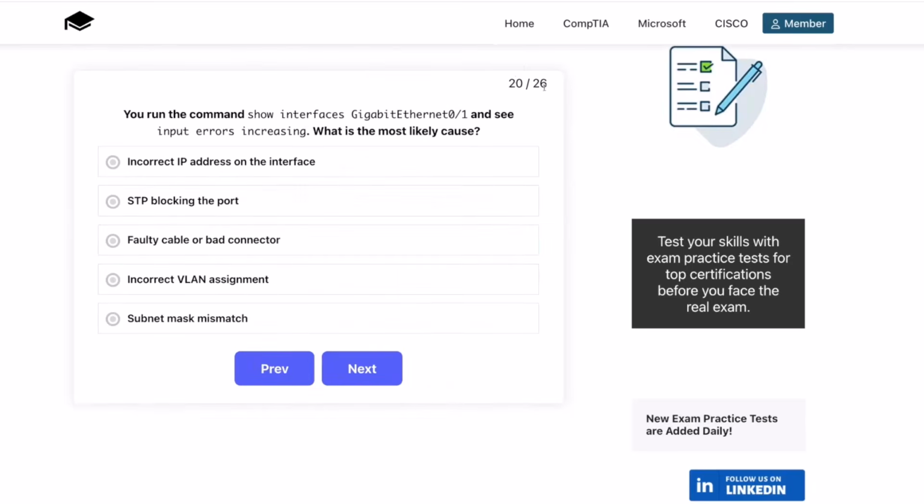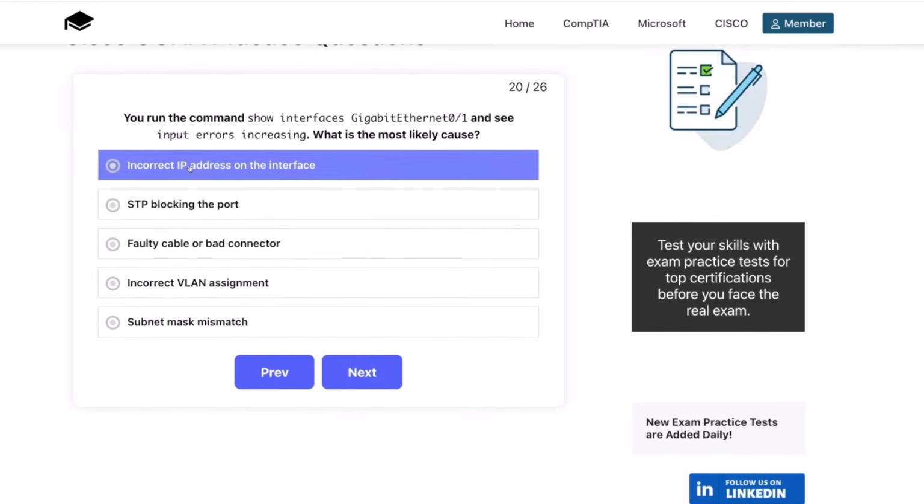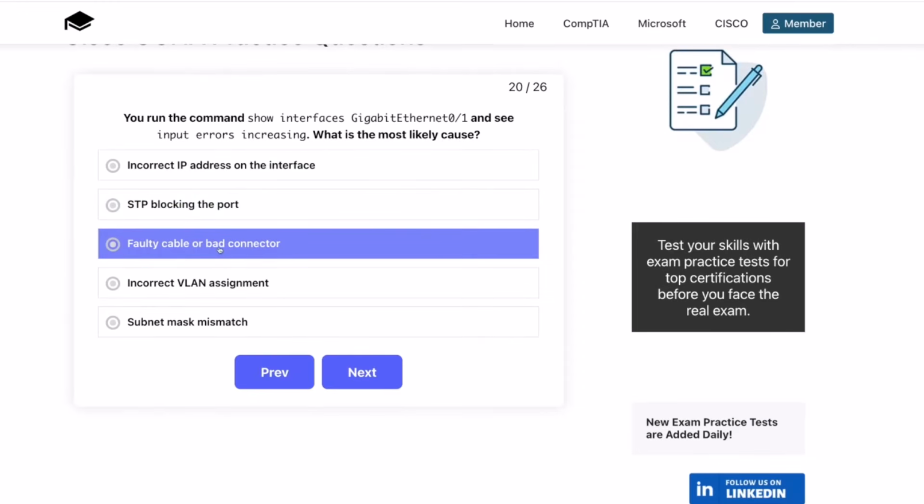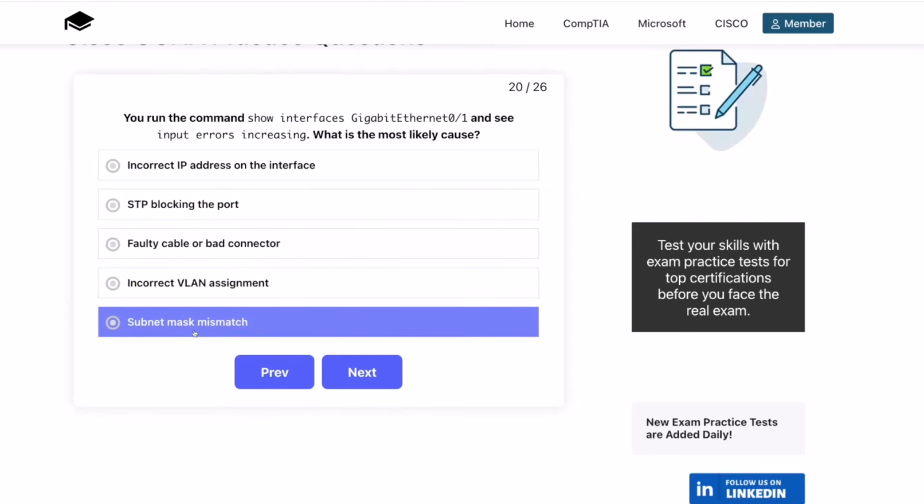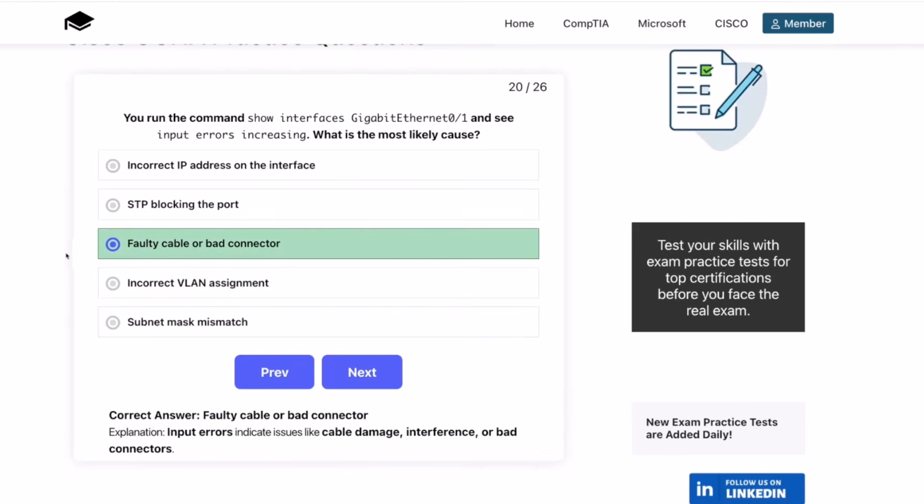And I know it says 26, but we're going to do just one more. Question 20. You run the command show interfaces gigabitethernet 0/1 and see input errors increasing. What is the most likely cause? Incorrect IP address on the interface, STP blocking the port, faulty cable or bad connector, incorrect VLAN assignment, or subnet mask mismatch. The correct answer is faulty cable or bad connector. Input errors indicate issues like cable damage, interference, or bad connectors.